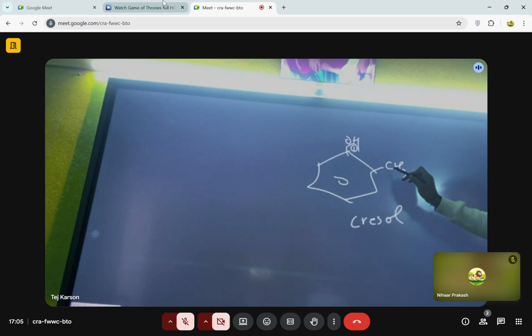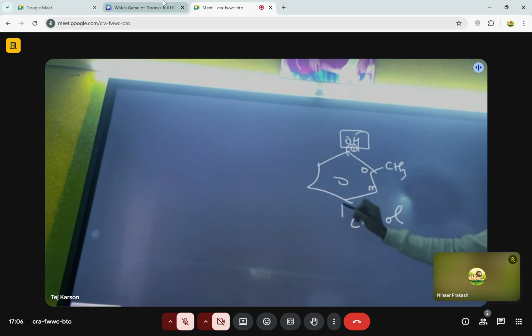Now focus on CH3. Remember in first year we learned ortho, meta, and para. This is your reference. From your reference, the first position will be ortho, second will be meta, third will be para. I am not saying this position is always para; I am telling you from your reference. If the reference changes, ortho, meta, para also change. Right now, compared to my reference, CH3 is placed at the ortho position.